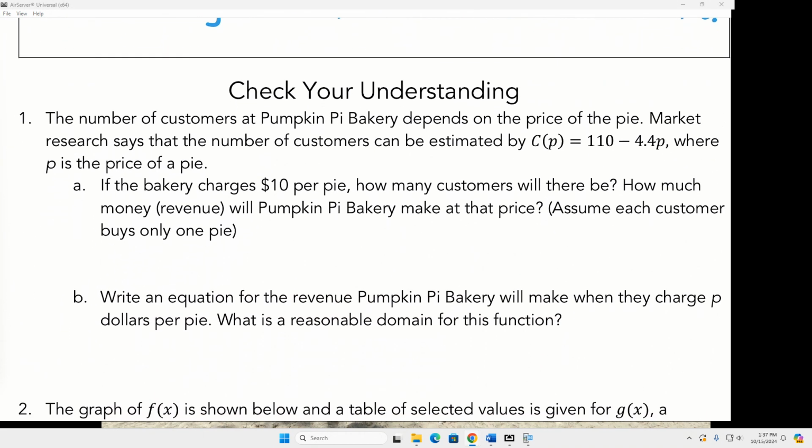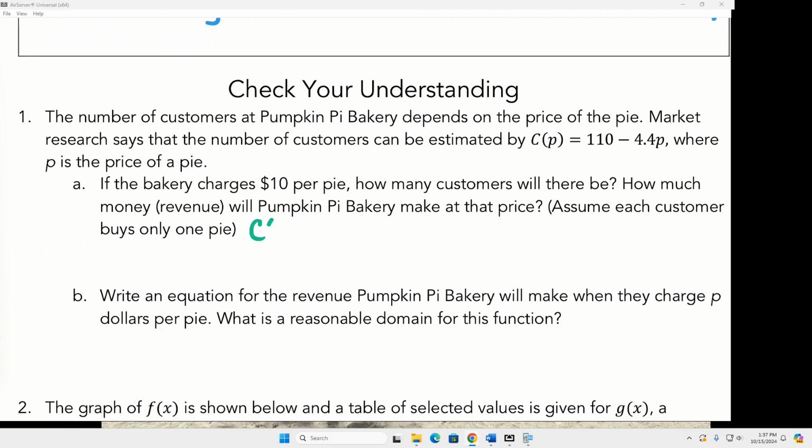And so number 1A asks us to do a lot of things. We're just going to do it one at a time. So if the bakery charges $10 per pie, how many customers will there be? So we're just going to take that C and we're going to put 10 in for P. So that's going to be 110 minus 44, which is 66 customers.